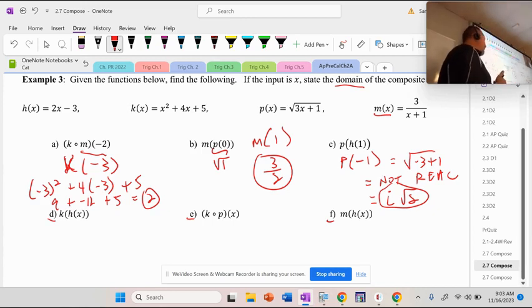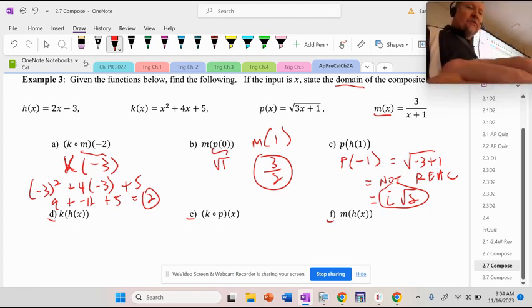But anyway, K of M of -2: you go to M, -2 plus 1 on the bottom is -1. 3 over -1 is -3. Then you input -3 into the K function, which is that squared function.